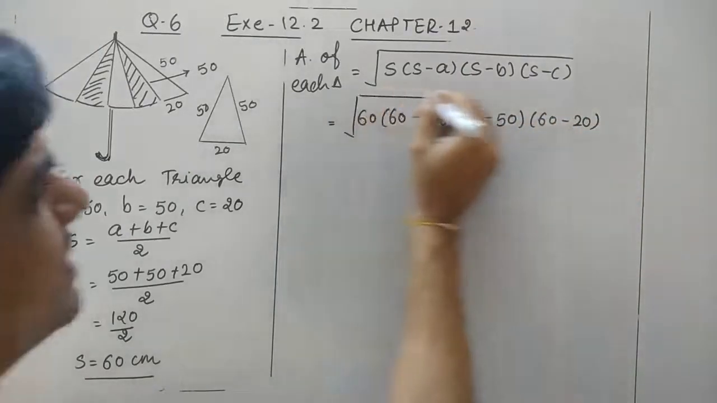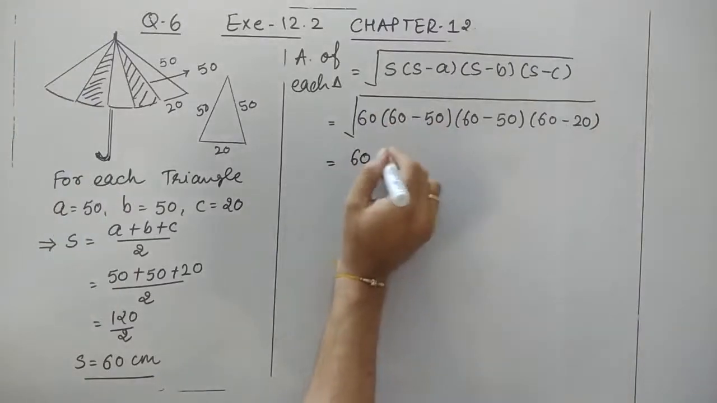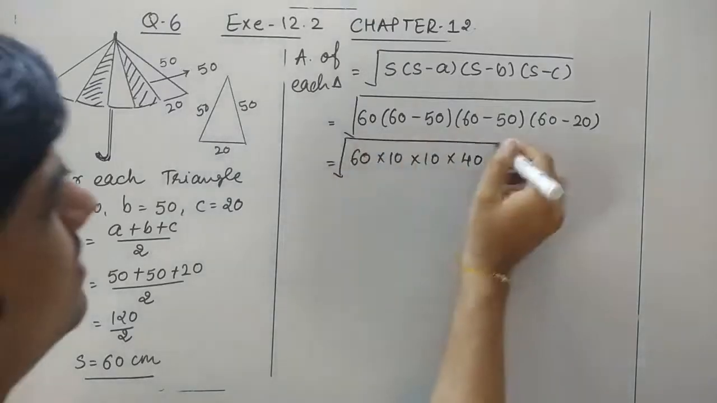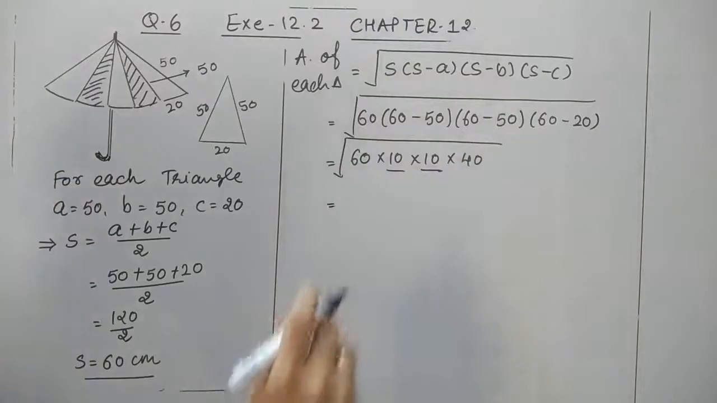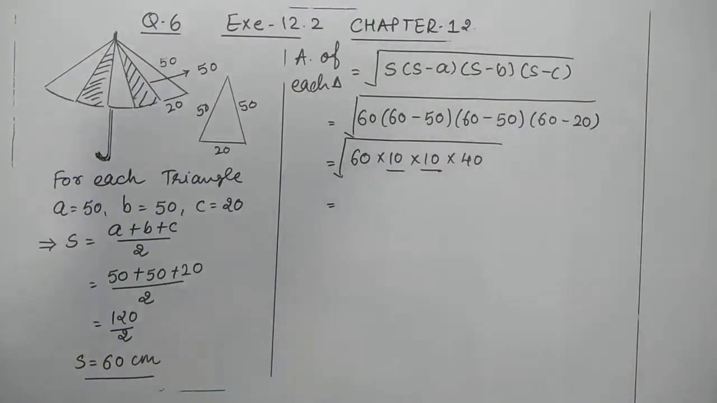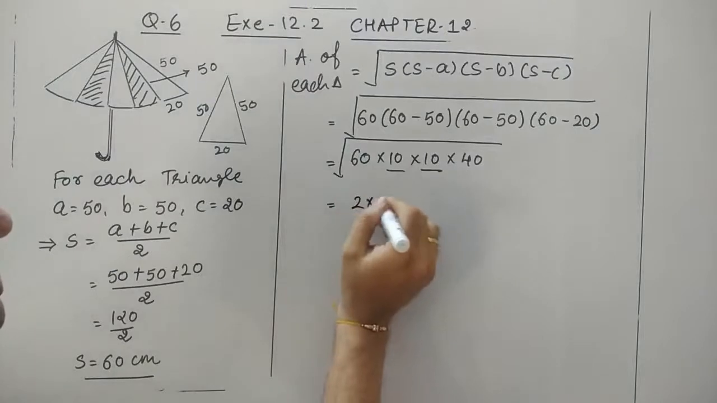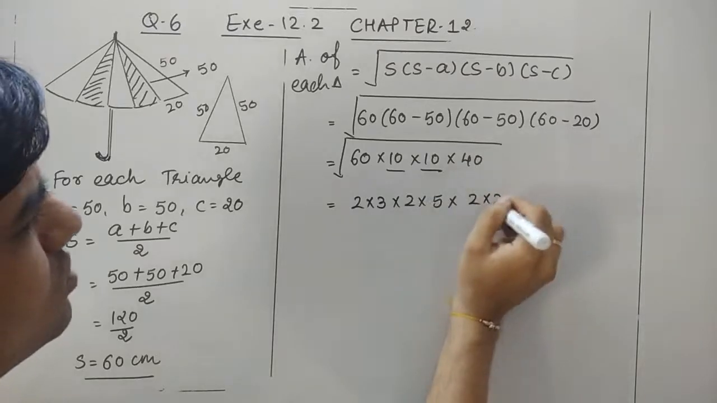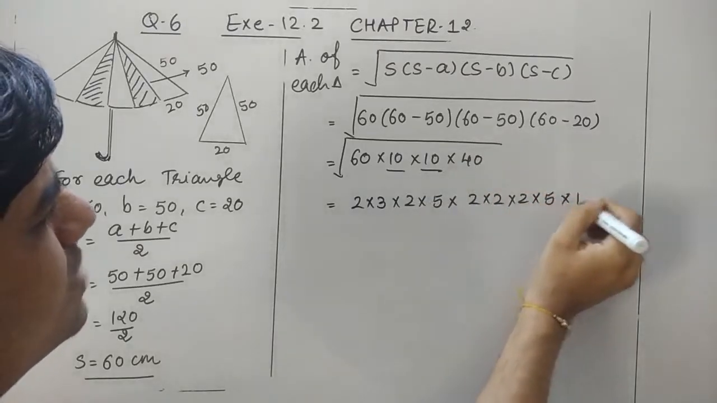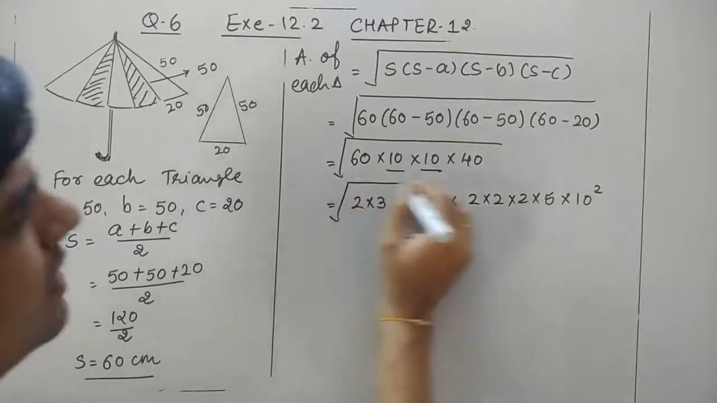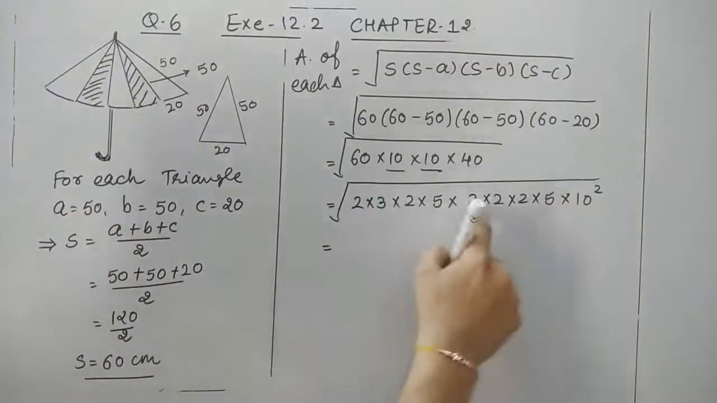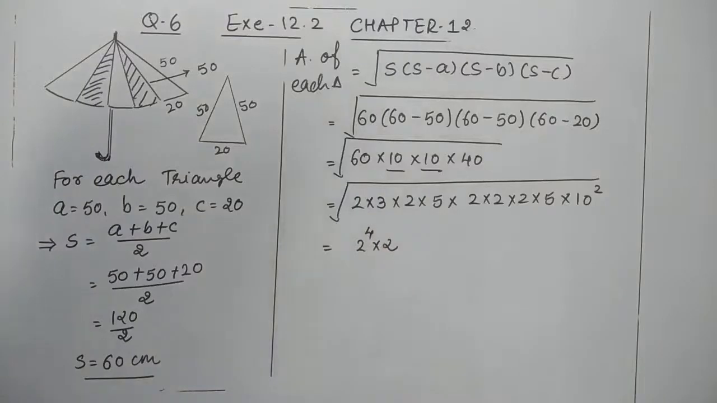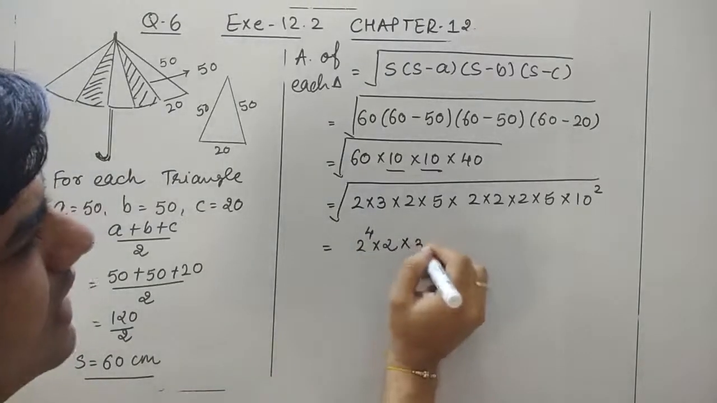Let us simplify this. 60 into 10 into 10 into 40. We can see that 10 is in a pair, so we should keep it aside. We'll find the factors of the rest. So 60 is 2 into 3 into 2 into 5. Now I'll find the factors of 40: 2 into 2 into 2 into 5. Now we have 2 times 10. Let's see how many times 2 is there: 1, 2, 3, 4, 5. As it is 5 times, we write it as 4 times and 1 time. And 3 is 1 time, and 5 we have 2 times.